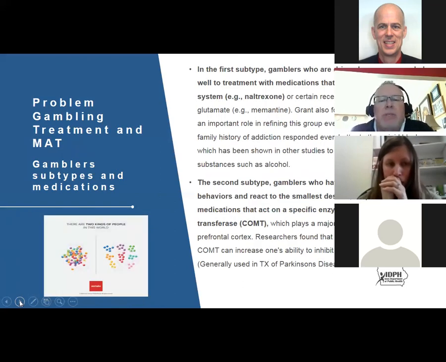Couple of subtypes that you want to look at, and naltrexone works with the first subtype, which are driven by urge to gamble, and the second type, which is the more difficult type. They use a drug that's generally used for Parkinson's.